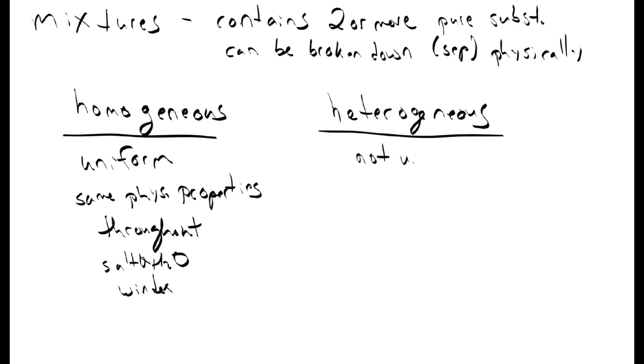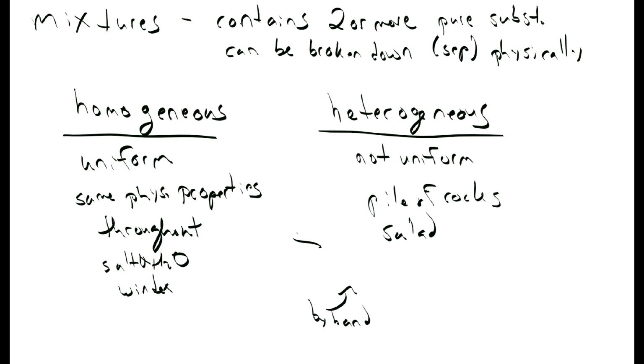Heterogeneous mixtures are not uniform. You look at one spot in the mixture, it'll look different from another spot in the mixture. So a pile of rocks would be heterogeneous, or a salad would be heterogeneous. It's a bunch of stuff jumbled together, but it's not uniform. Another way of saying it is you could pick it apart by hand. Not by hand for the homogeneous one. They can be separated physically, both of them. You could separate salt from water by boiling off the water, for example. But you can't just pick it apart with tweezers like you could a salad. For example, I always pick the tomatoes out of my salad because I don't like raw tomato.